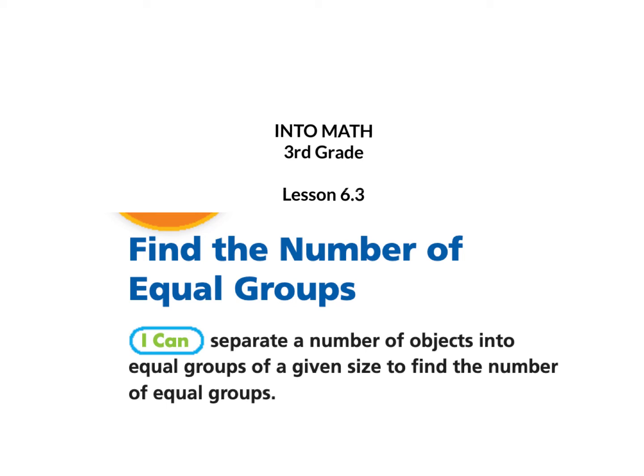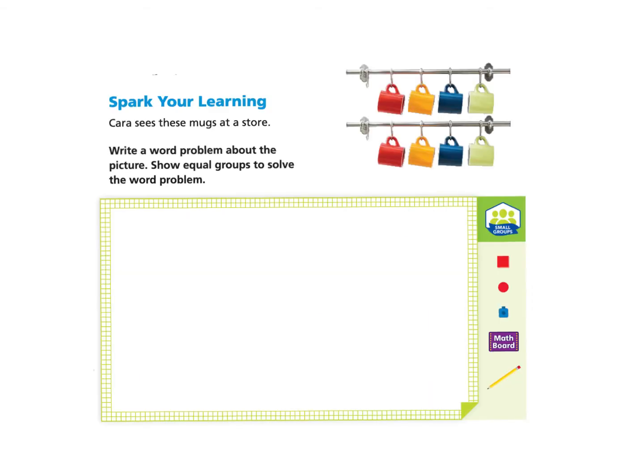Into Math 3rd Grade Lesson 6.3, find the number of equal groups. I can separate a number of objects into equal groups of a given size to find the number of equal groups. Please gather your workbook and a pencil and turn to page 147. Feel free to pause and come back. We will start under Spark Your Learning.